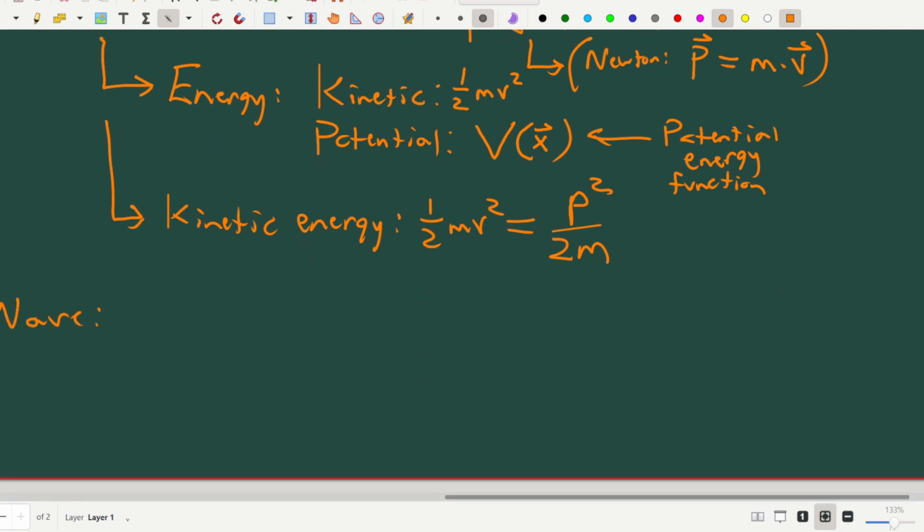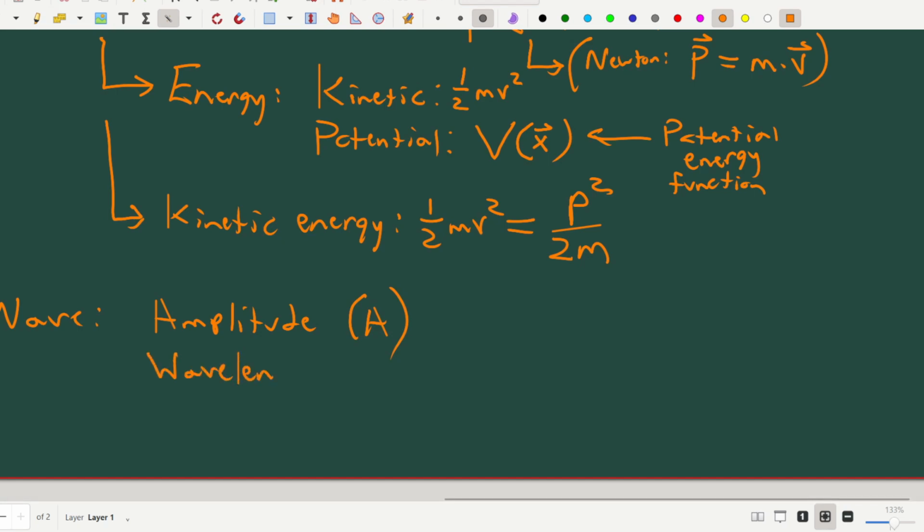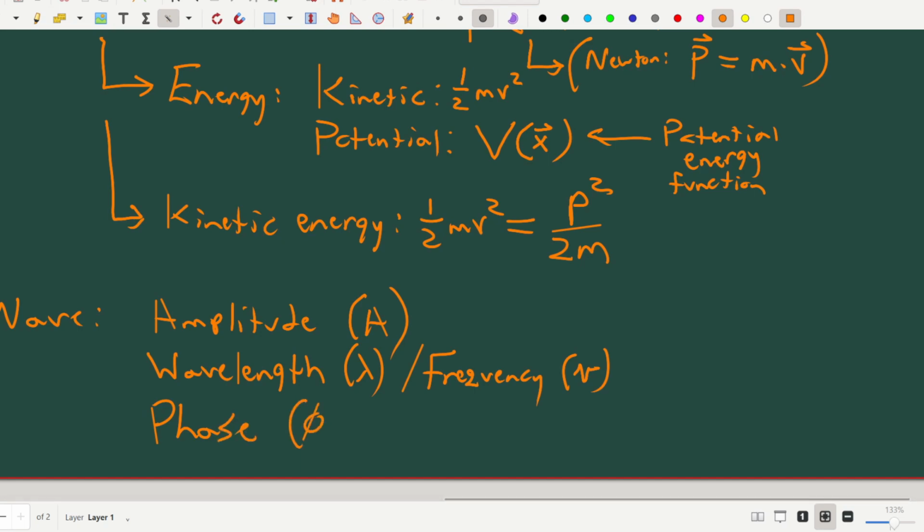Well, a wave has an amplitude, right? That's the peak of the height of the wave. We'll call that A. It has a wavelength, lambda, or a frequency, either one. We'll compare the two in a second. We'll call frequency V, or nu. Right? And it also has what's called a phase, which we'll call phi.